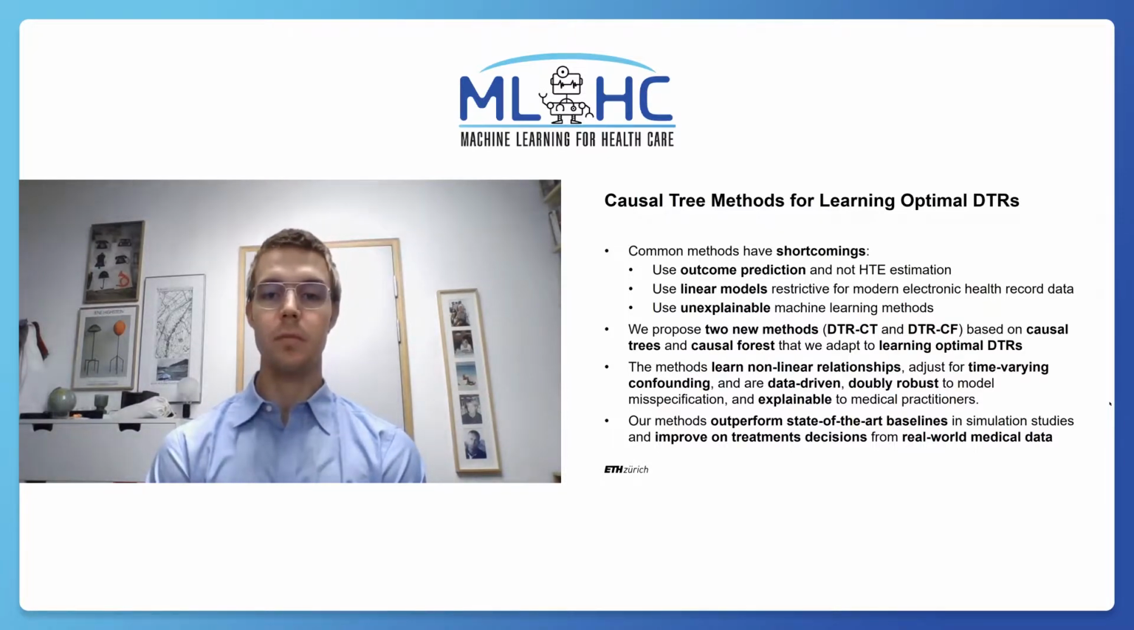We thus propose two new methods, DTRCT and DTRCF, that are based on causal trees and causal forests that we adapt to learning optimal dynamic treatment regimes. These methods learn nonlinear relationships, they adjust for time-varying confounding, are data-driven, doubly robust, and can be explained to medical practitioners. We find that our methods outperform state-of-the-art baselines in simulation studies and can improve on the treatment decisions from real-world medical data. We invite you to check out our work further in our booth.